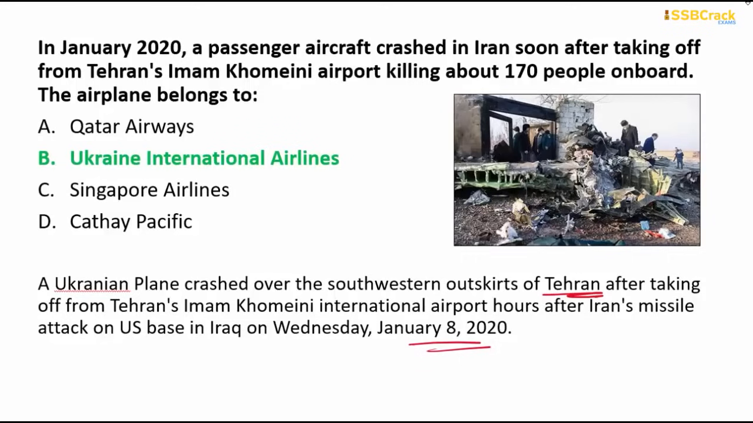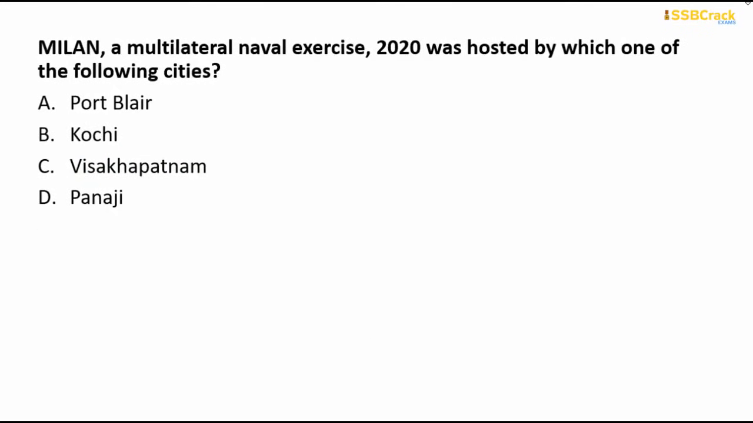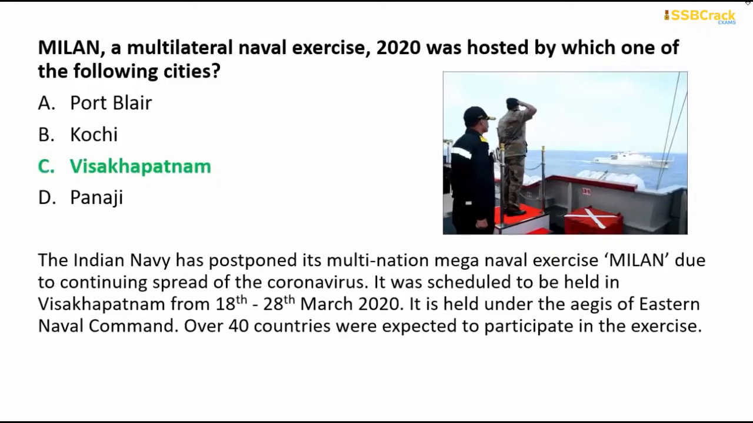And the next important question is that Milan, a multilateral naval exercise 2020, was hosted by which one of the following cities? Milan is an important multilateral naval exercise which is hosted by our own country, India. So the 2020 edition of Milan was hosted by which of the following cities? Was it hosted at Port Blair, Kochi, Vishakhapatnam or Panaji? The correct answer for this is option C, Vishakhapatnam.